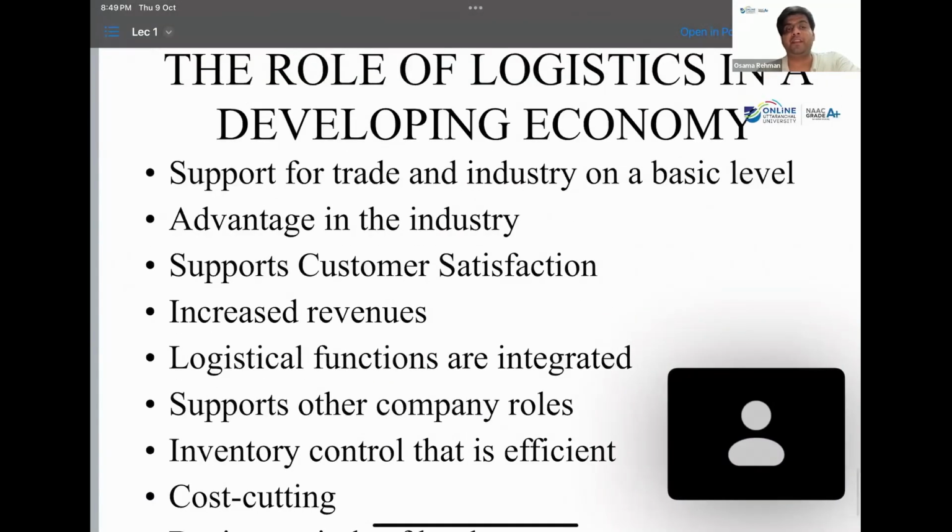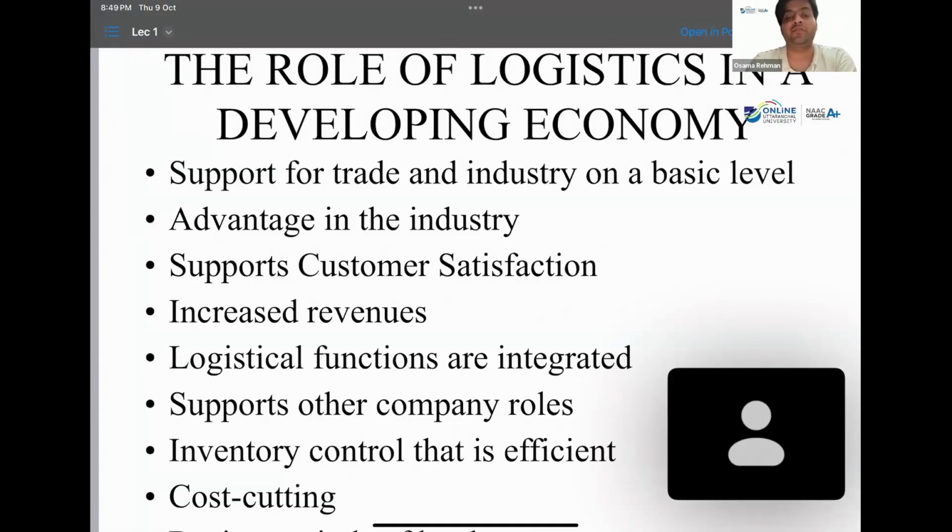Okay, the last topic is the role of logistics in a developing economy. This is the last topic for the day. So in today's world, logistics is both art and technology. First, you will see support for trade and industry on a basic level. Today, commerce and industry cannot survive without well-functioning logistics infrastructure. Without effective logistics, the business community will be paralyzed.